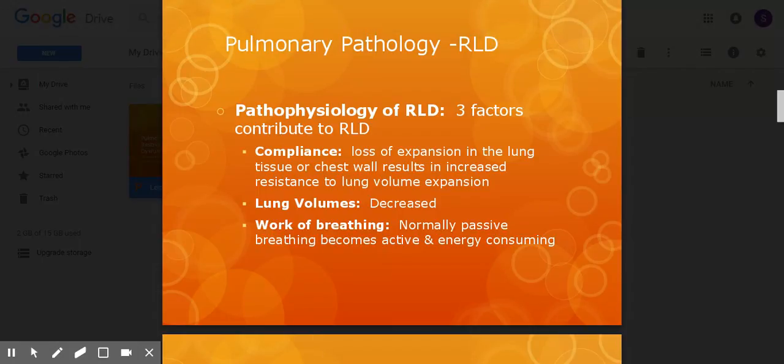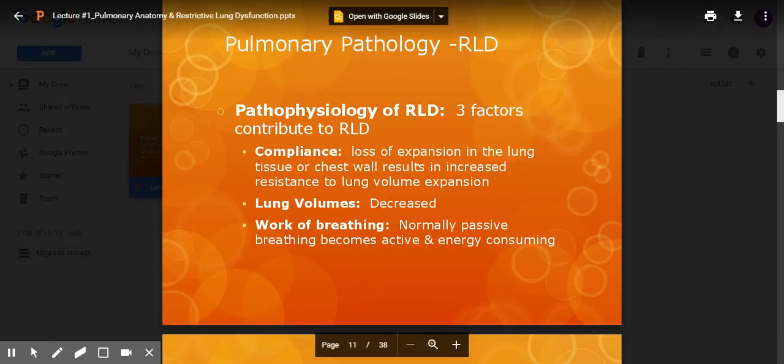One last comment before we leave this slide. When lung volumes are being analyzed using spirometric measurement, total lung capacity and vital capacity are two of the most commonly measured capacities when assessing patients with restrictive lung dysfunction.